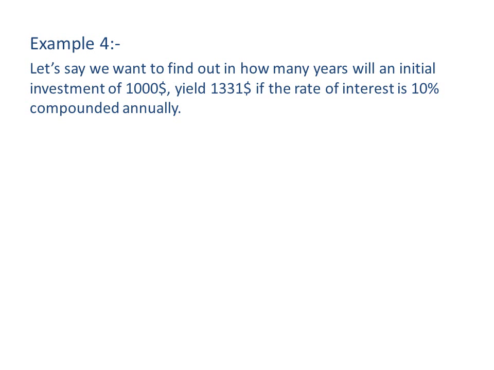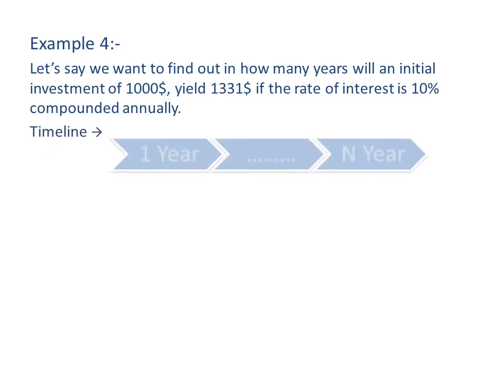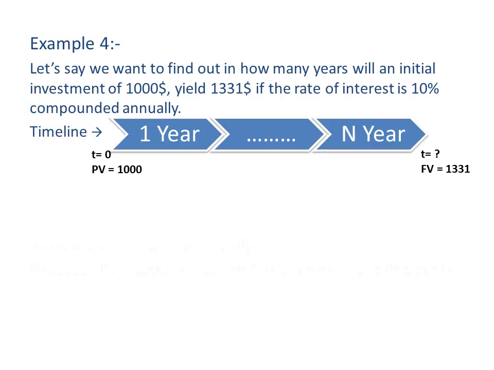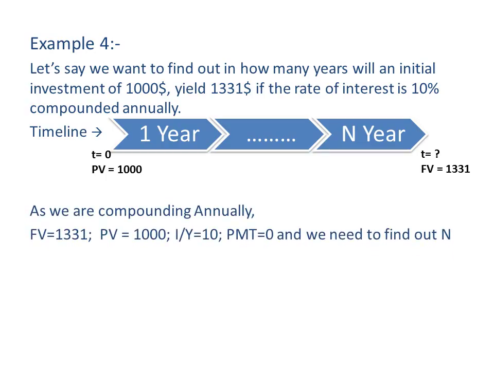Example number 4. Let's say we want to find out in how many years an initial investment of $1,000 will yield $1,331 if the rate of interest is 10% compounded annually. Let's draw a timeline. As we are compounding annually, FV is 1331, PV is 1000, I by Y is 10, PMT is 0, and we need to find out N. Did you get an error? Why? Let's watch this video.